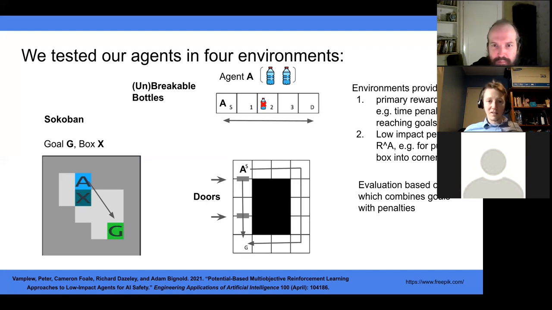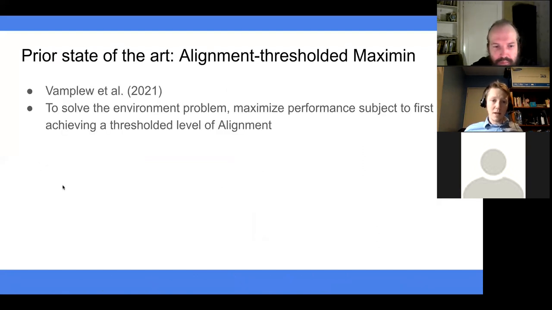Right, thank you. So let's take a look at what we did with that. The prior state of the art in Peter Van Vliet's 2021 paper was the alignment threshold maximin. This was one of the top performers in that paper. In this, the agent maximizes performance subject to first achieving a thresholded level of alignment. So you're not aiming for the maximum possible alignment, but a good enough alignment, and then subject to that, aiming to maximize performance. And this performed around about the best on that R star metric.